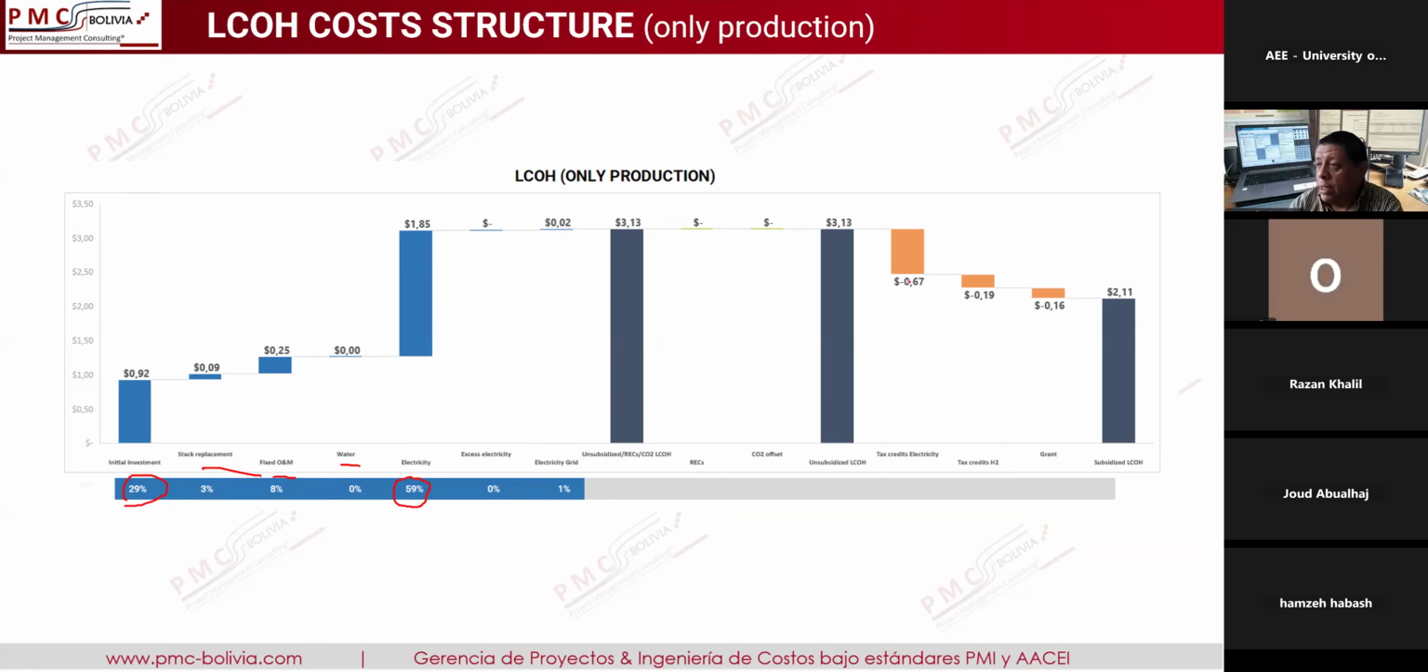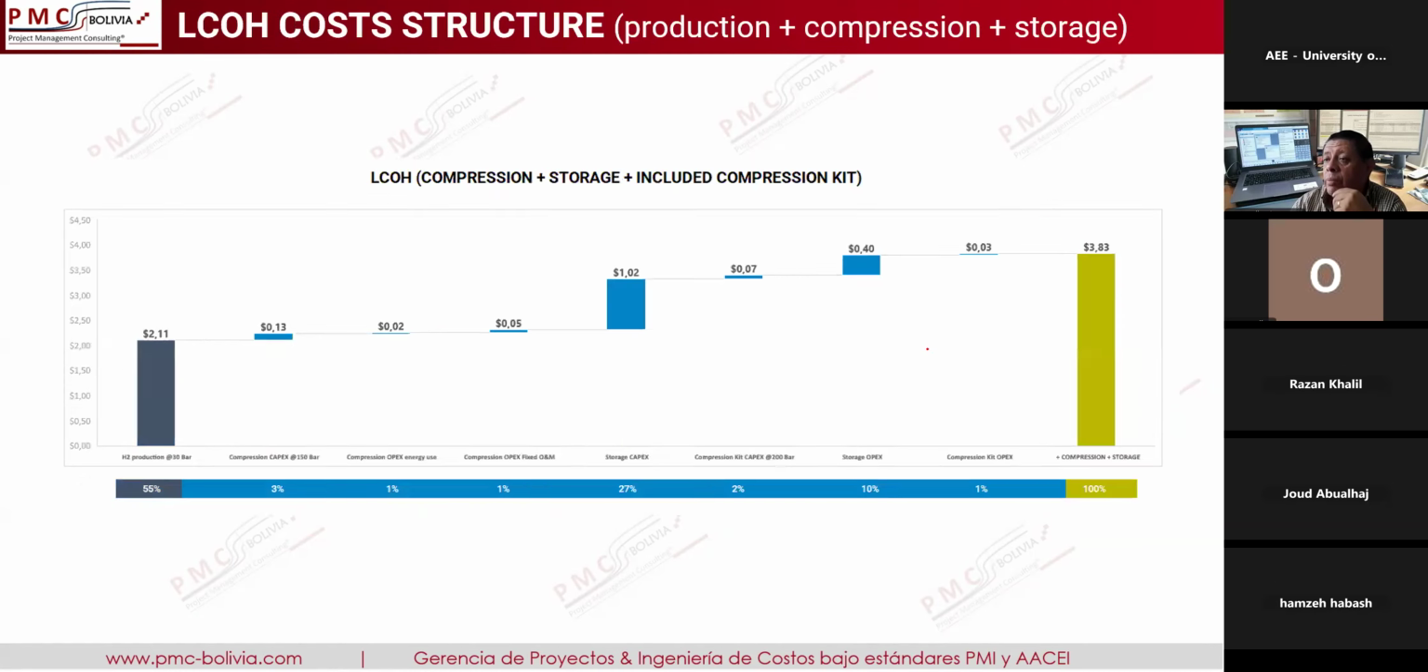So we can show in this diagram the tax credit for electricity, if we can use this, tax credit for hydrogen, and grant configuration. So it means to drop the LCOH. For example, $3.13 per kilogram versus $2.11 per kilogram of hydrogen.